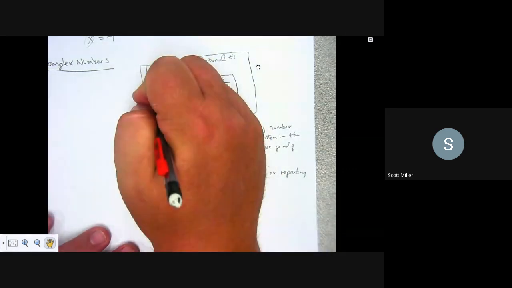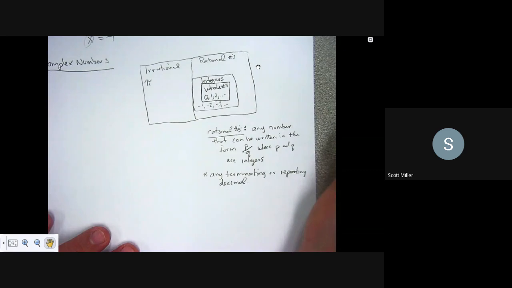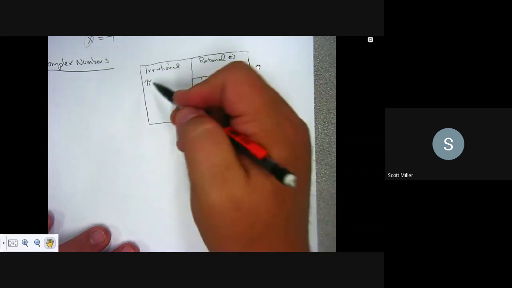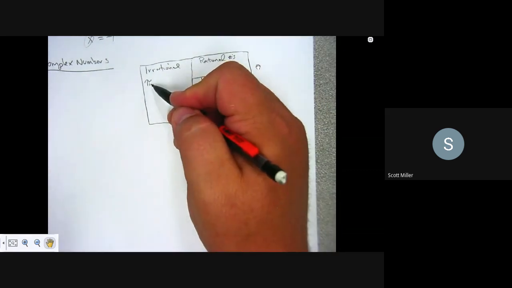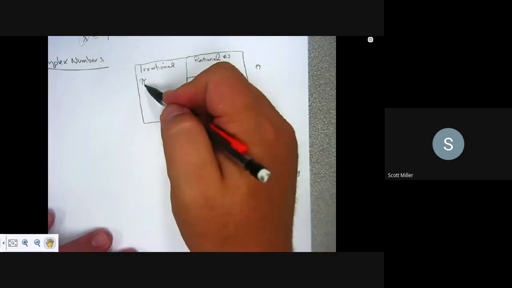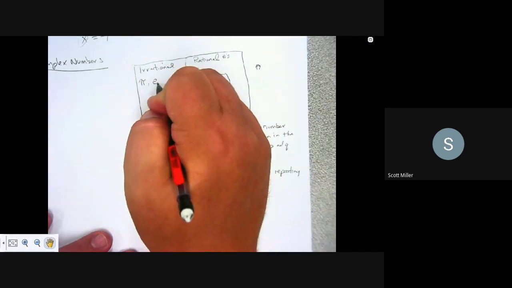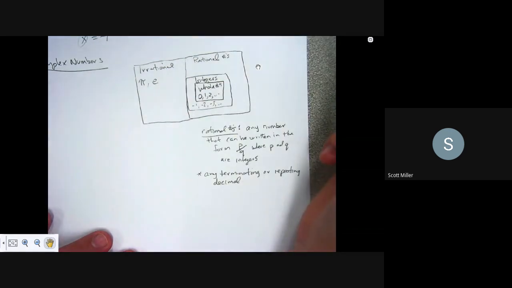You are familiar with some irrational numbers. Some famous ones that you will be familiar with are pi. So we can't write pi other than in this symbol format. We approximate it as like 3.14, but pi is the actual number. Another one that you may or may not know is e. You will learn about e this year.